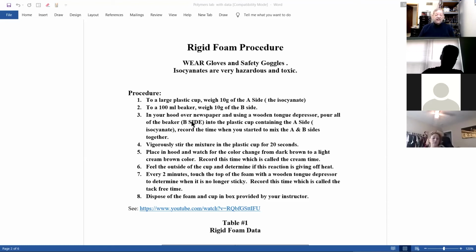And you'll see when it turns from a light dark brown to light cream colored brown, record that time in seconds. And you'll feel the outside of the cup, if we were face to face, doesn't get hot. And then every once in a while, touch the top of the foam with your tongue depressor, see when it's no longer sticky. And you'll record that as a tap-free time.